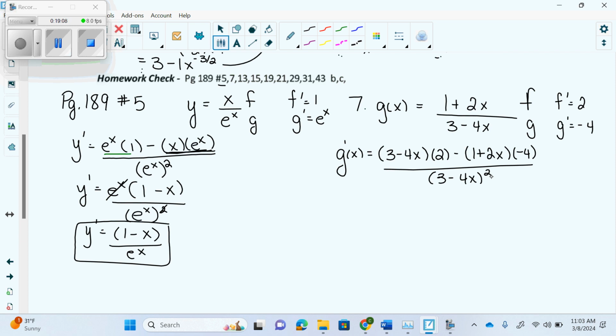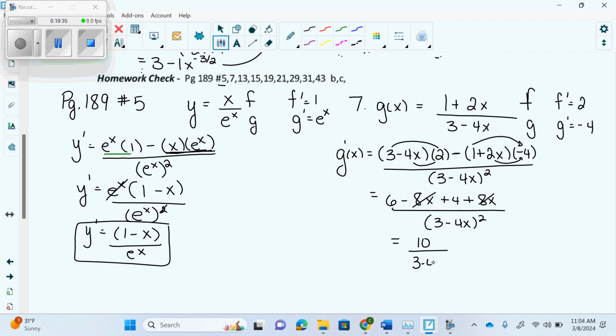Okay, quiet please. So, we distribute and we get 6 minus 8x, and then 1 times negative 4 is negative 4, but there's a minus sign, so plus 4. 2 times negative 4 is negative 8, which is a minus sign, so plus 8x, all over 3 minus 4x squared. These cancel. I'm left with 10 over 3 minus 4x, all squared.